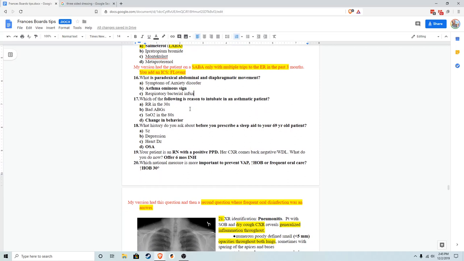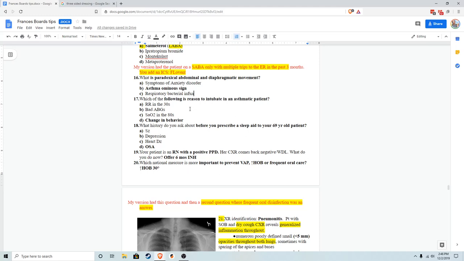This is usually seen a lot in kids. If they're trying to breathe, you see their belly sucking in, and your gut will scooch in. So you're taking a breath, and then your belly goes concave. And then you breathe out, and then your belly starts fattening out again, and it goes like that. That's paradoxical abdominal diaphragmatic movement.